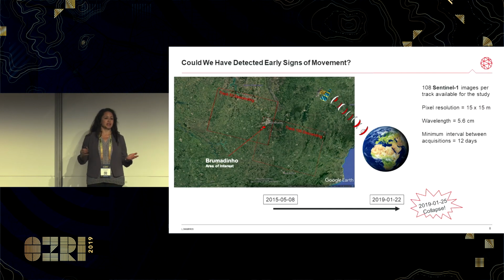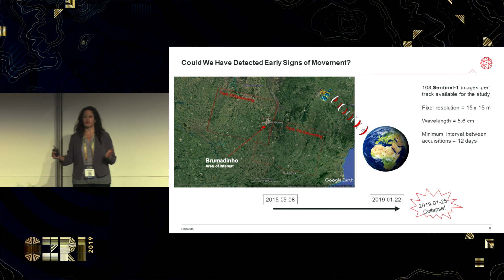So we want to know: could we have detected some of this failure? Could we have detected some of the early signs of this movement and seen what we could have done to look at this differently?